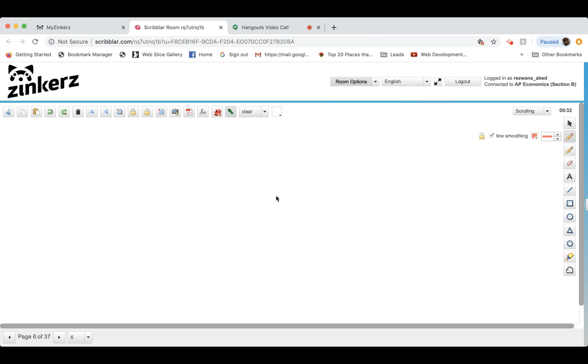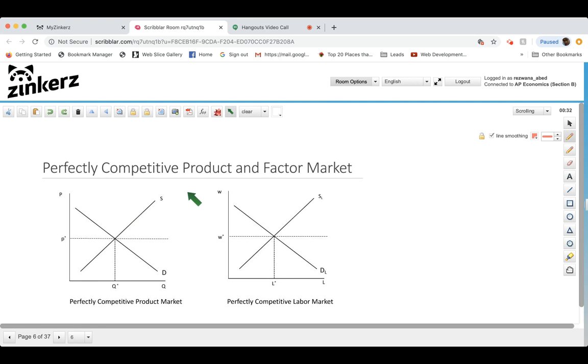So this is a side-by-side comparison of the perfectly competitive product market and the perfectly competitive labor market. In the product market, we have price on the vertical axis, the price of the good or product that is being sold, and then the quantity of the good on the horizontal axis. The intersection of supply and demand gives us an equilibrium price and an equilibrium quantity of the product.